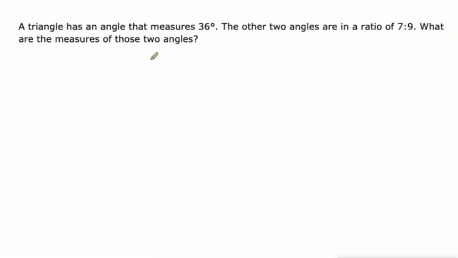One more. We'll see how these are really all the same question. We've got a 36-degree angle. And then we've got the other two angles in a ratio of 7 to 9. So you know what we're going to do here. We're going to do 7x and 9x. And together, all three of these angles, their sum is 180, because the three angles in a triangle always add up to 180.